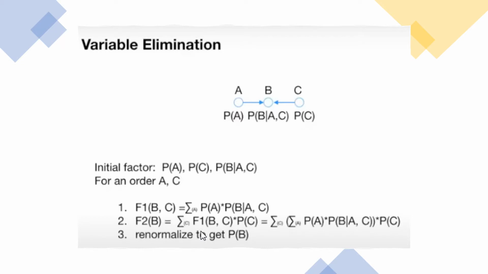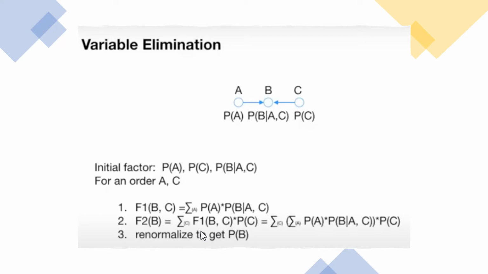The next topic to understand to answer this question is variable elimination. You can see a DAG diagram given here as an example. Probability of A, probability of B given A and C, and probability of C. Please take a minute to understand these three steps that are given here. The initial factors are probability of A, C, B given A and C.